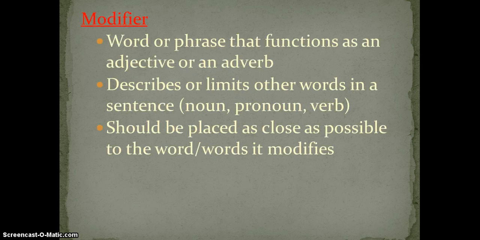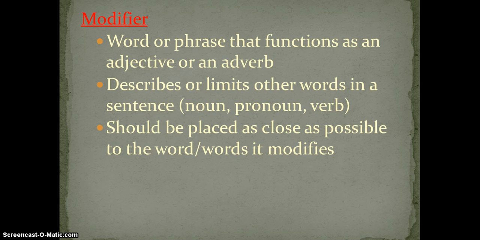So a modifier is a word or phrase that functions as an adjective or an adverb. In other words, it describes or limits other words in a sentence. It usually describes or limits a noun, a pronoun, or a verb. So it could be an adjective like good, well, or an adverb. We also could use a prepositional phrase as a modifier as well.